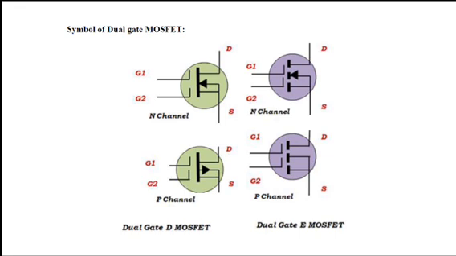In the dual gate D MOSFET, you have an N channel as well as a P channel, and in the case of the dual gate E MOSFET, you also have an N channel and a P channel. So depletion MOSFET and enhancement MOSFET differ in their channels. In the case of the depletion MOSFET, there will be a single channel, but in the case of the enhancement MOSFET, there will be a separate channel for each terminal.